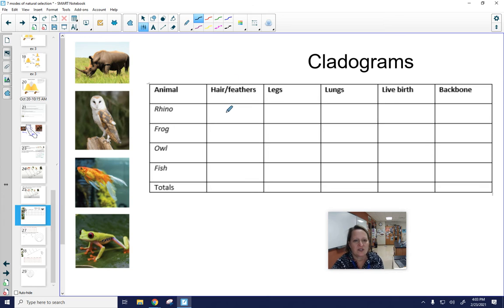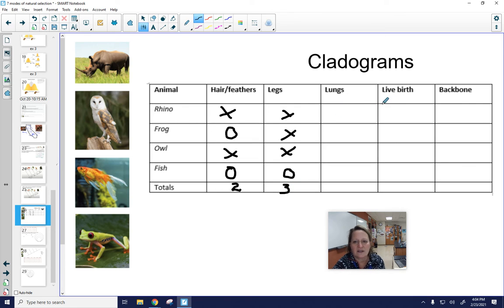they have them. So rhino, hair and feathers, you bet. Frog, nope. Owl has feathers, fish do not. So we're going to put a 2 in this box because 2 of the species had it. Legs, rhinos do, frogs do. Owls do, fish do not. So we're going to put a 3 in here.